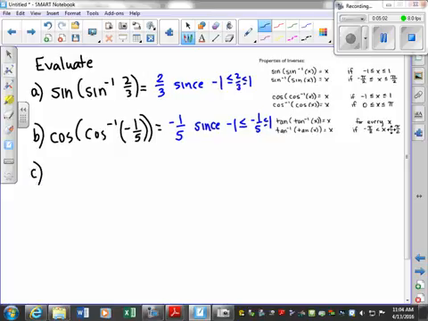And our next example, let's do tan inverse of -9.